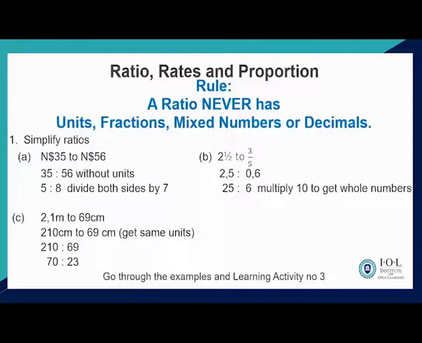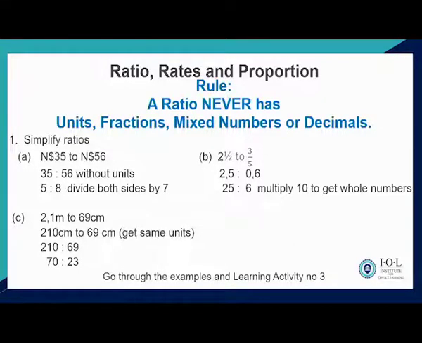So first of all, there may not be fractions, so I must get them all in the same way. It must be whole numbers. I must get the fractions away. And remember, what you do to the one, you do to the other one. There we have $35 to $56. So a ratio never has units.